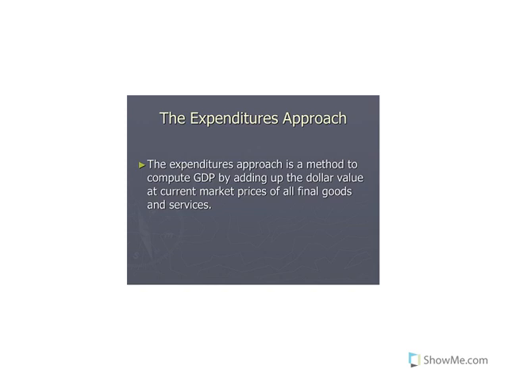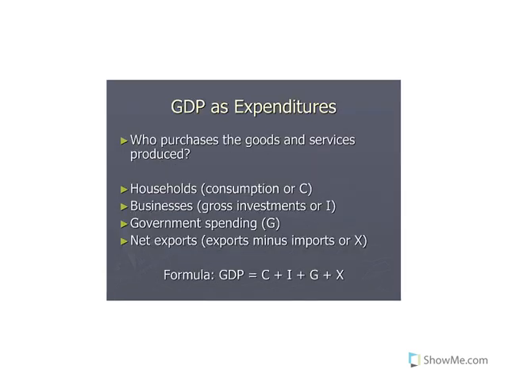All right, now our last approach to calculating GDP would be what we call the expenditures approach. And this is the most common approach, and this is the approach we're going to be using throughout the rest of this course. So you're going to get very, very familiar with the formula that we use to calculate GDP in terms of expenditures. And so this is just where we add up the dollar value at the current market prices of all the final goods and services that are sold. In other words, how much are consumers spending on the goods and services that are being produced and sold within the United States.